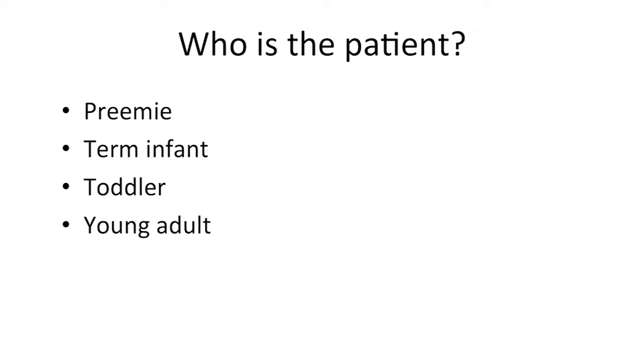Who's the patient? Is the patient a premature infant, full-term infant, a toddler, or a young adult? And why does it matter? Age matters because one of the unique aspects of children is that they are dynamic. They're constantly changing intellectually, but they also have a dynamic physiology.